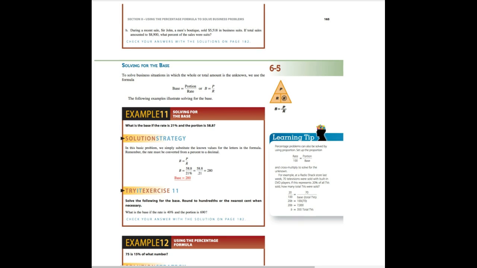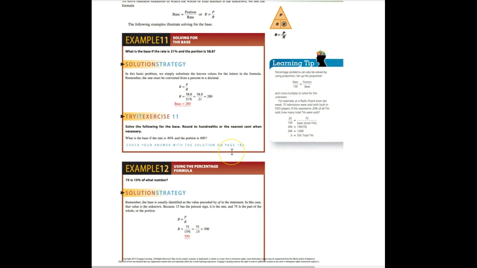We're going to move on to solving for the base. Now, when we solve for the base, again, do not forget to convert your rate into a decimal. We don't want to leave it as a percent when we're doing calculations. If you look at example 11 and example 12, notice that the first thing they did was convert, in this case, 21% to 0.21, and down here 15% to 0.15.